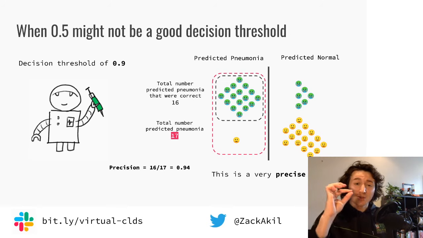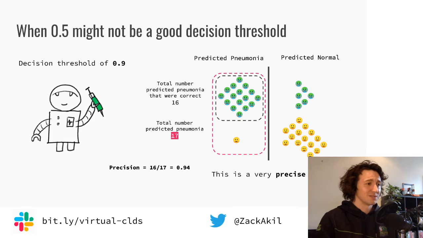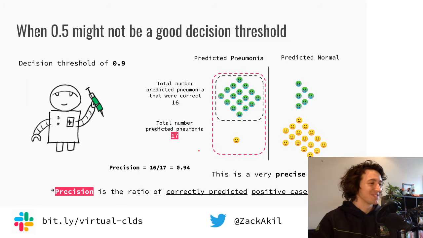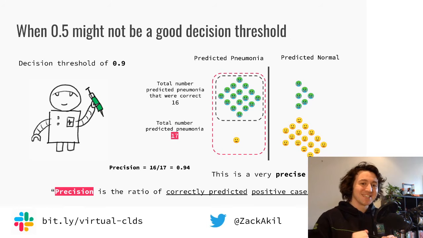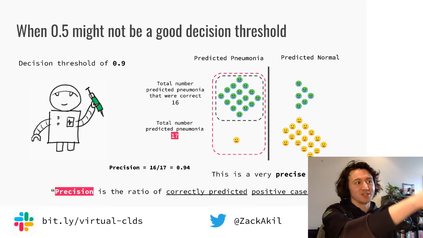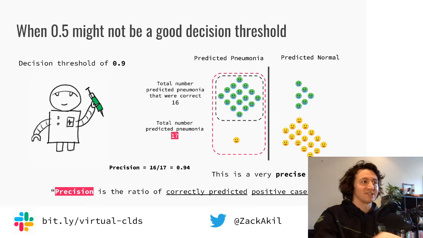For our application, we want to absolutely minimize how many people are misdiagnosed with having pneumonia. You can see we're not even considering this side of the equation. We're just looking at when we do predict pneumonia, how accurate are we? And that is what precision is. Precision is just the ratio of correctly predicted positive cases. In this instance of our model, the positive case is pneumonia. If you take this test and you test positive, you have pneumonia. So that's what we call our positive case. That is kind of the case we're interested in.